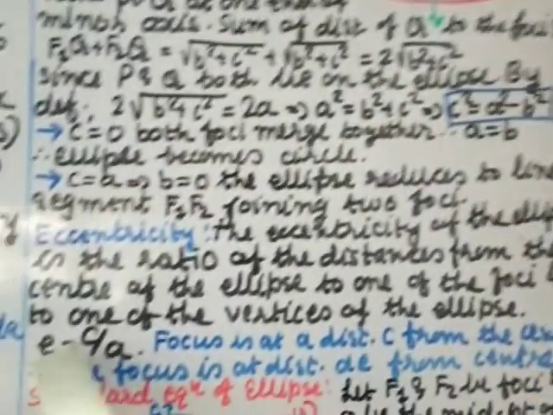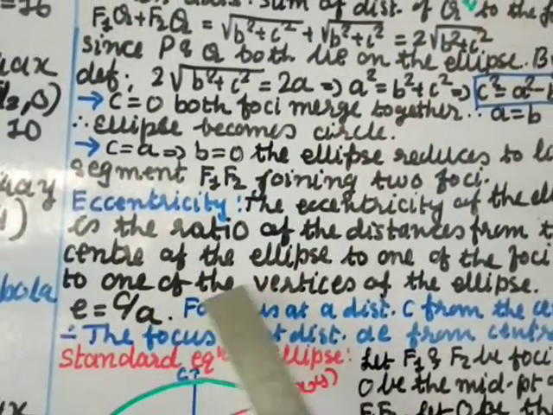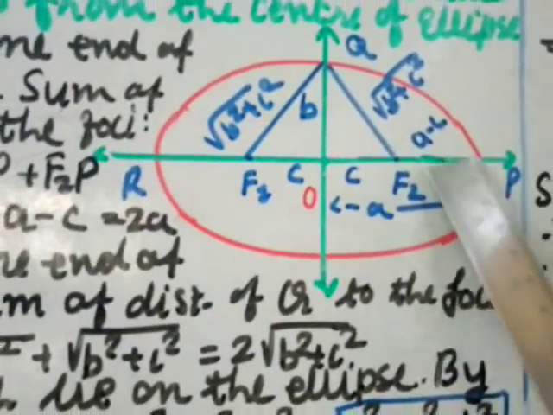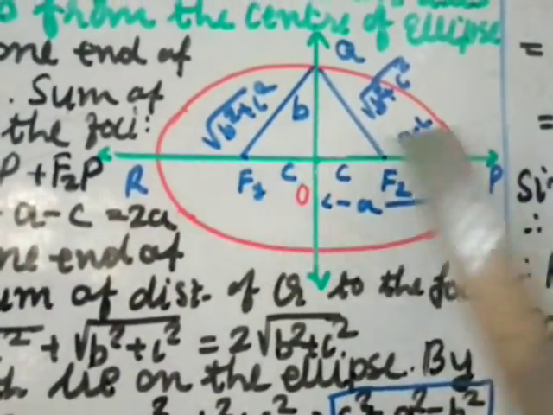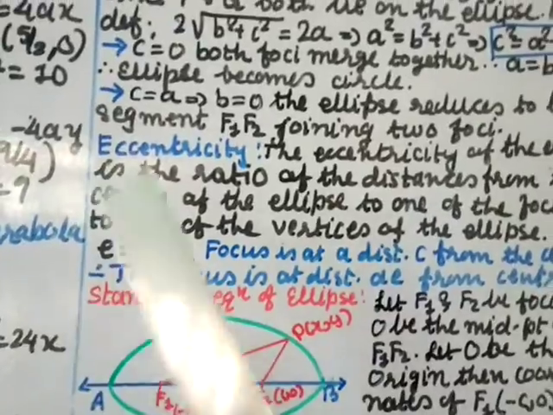Okay, so that is C, and it is a ratio, so C divided by the distance from the vertices. This is a vertex, this is a vertex. So from O to B the distance is A, so you can say it is C by A. So this is your eccentricity.